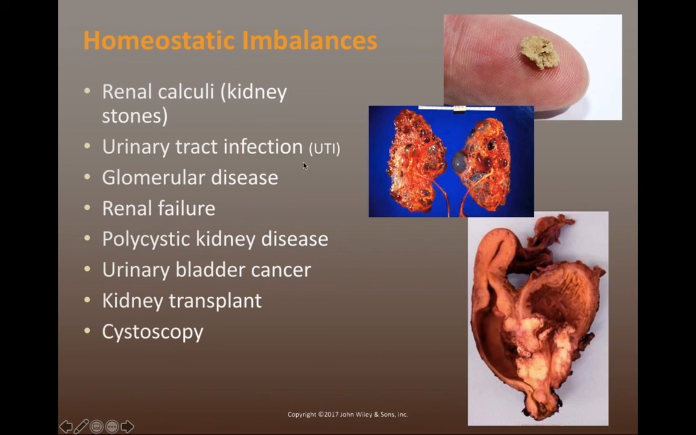Urinary tract infections, also known as UTIs, are much more common in women than they are in men. The reason for this is because of the length of the urethra. The male urethra is about 5 times as long as the female urethra, and therefore bacteria has a much longer distance to travel to make it up to the male urinary bladder.